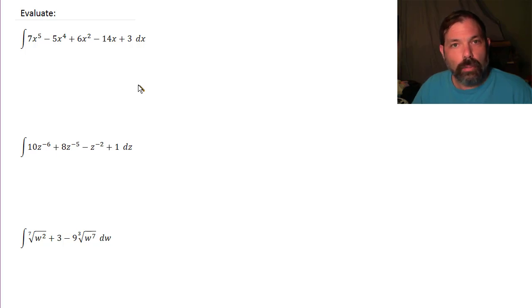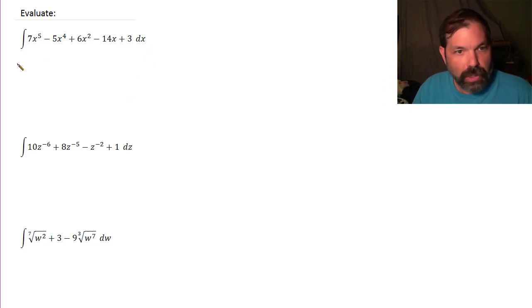So now that we've got our basic ideas down, let's see some actual examples of evaluating some antiderivatives, some indefinite integrals. So our first example here says evaluate the integral of 7x to the fifth minus 5x to the fourth plus 6x squared minus 14x plus 3 dx. Alright, so the first few times you might want to go through this very carefully.